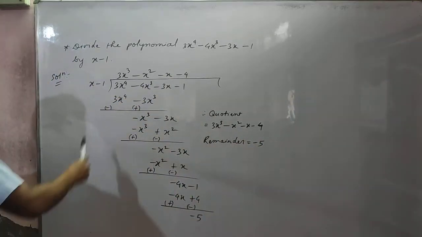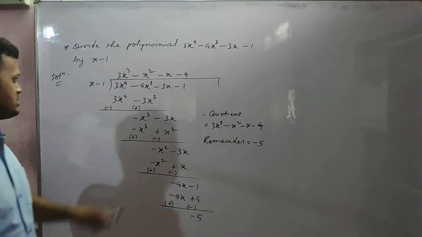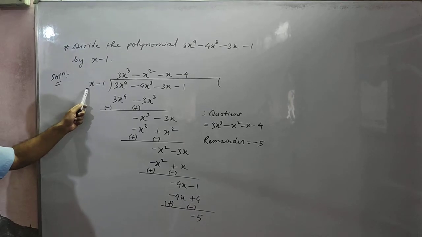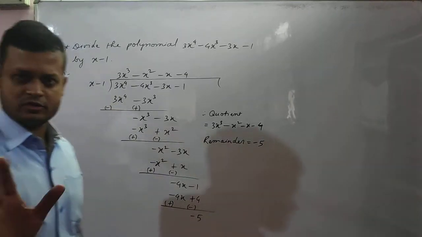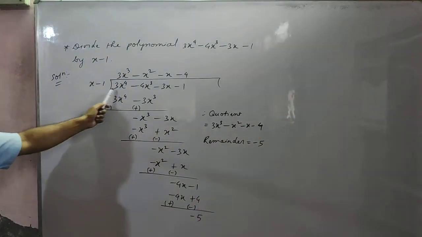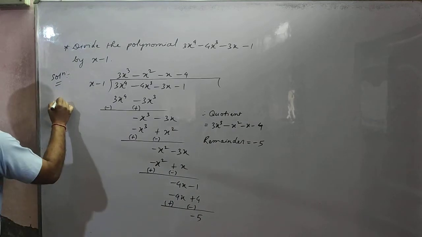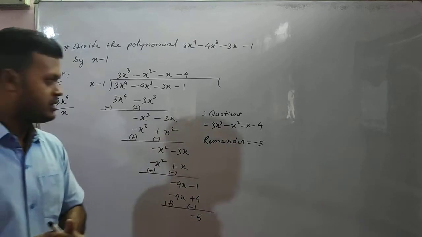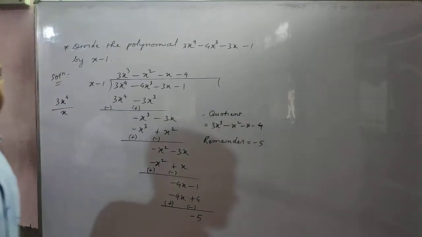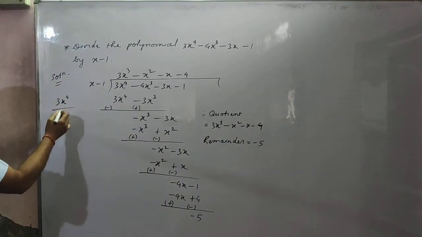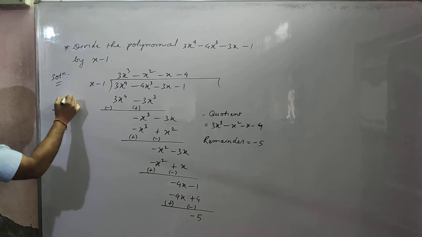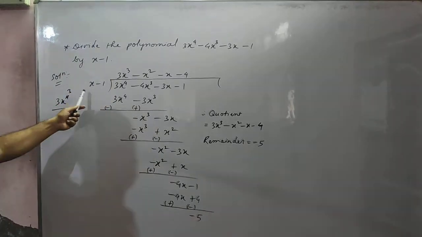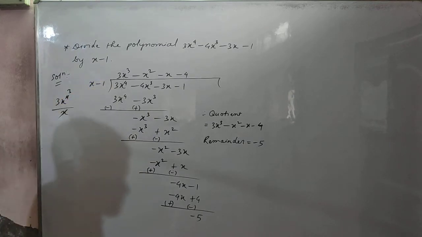Okay, so 3x to the power 4, the first term. Here you have to see the first term and here also you have to see the first term. The first term is 3x to the power 4. So if you divide 3x to the power 4 by x, students, how many times will it go? Just divide. Here 1x is there, so cancel. 3x cube, isn't it? So right here 3x cube. So x into 3x cube will become 3x to the power 4.